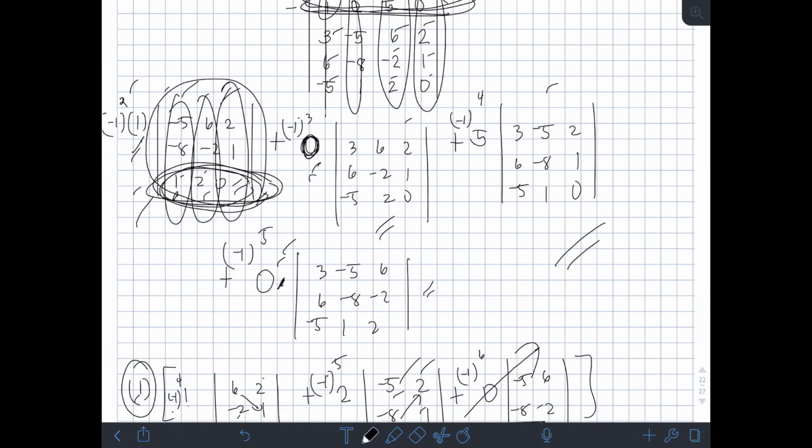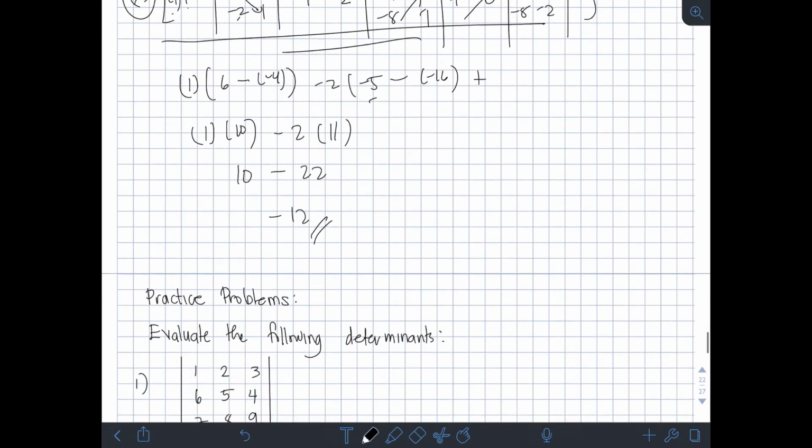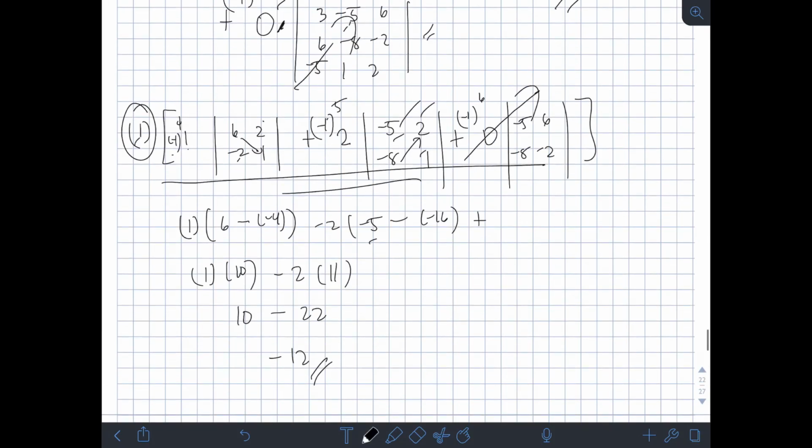So, dito naman yung pangalawa. So, itong dalawa nga is 0 na. So, tingnan natin evaluate. Ito na lang. Yung negative 1 to the 4 times 5 and then itong determinant. So, negative 1 to the 4th is positive 1 times 5 is 5. So, dito ko na lang isusulat.